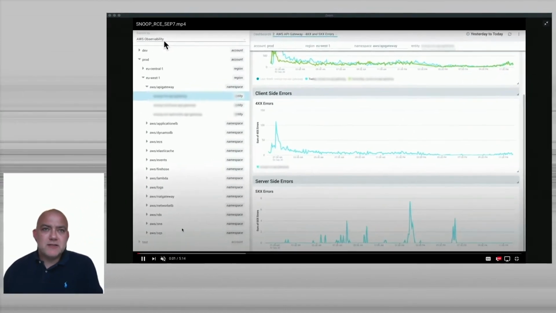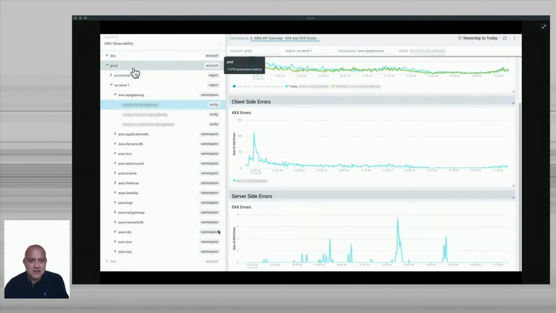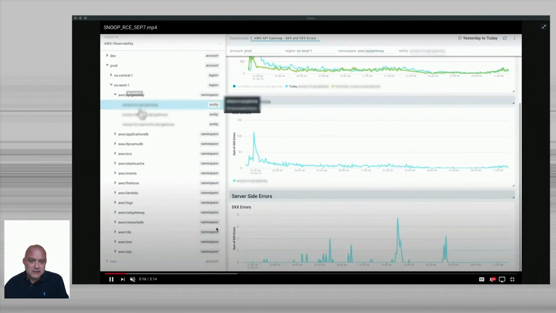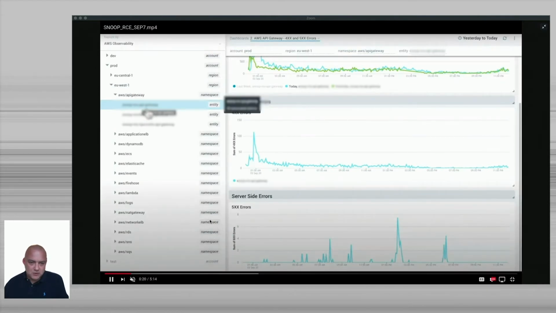Right, okay, now you can see the AWS observability dashboard, and it shows you each account. So we can see dev, test, and prod, and any other accounts we've got connected. We can also look at any regions that are connected, and then we can look at the API resources that we're interested in. Snoop MS is mobile services, which we talked about earlier. And this will give us an idea of what we're seeing and how we're seeing it.